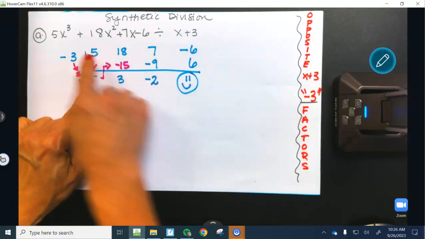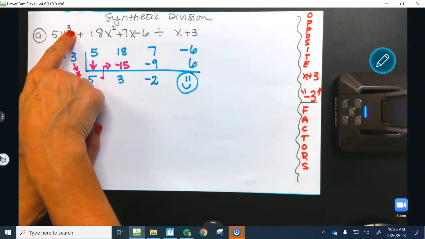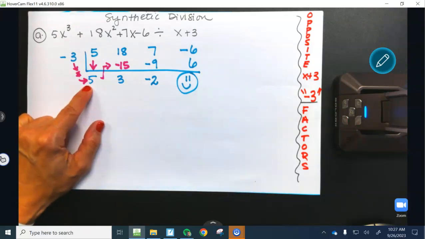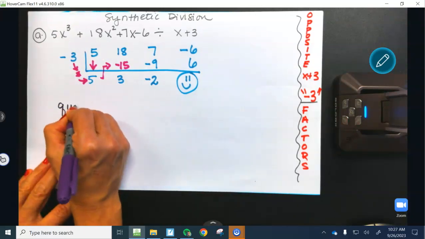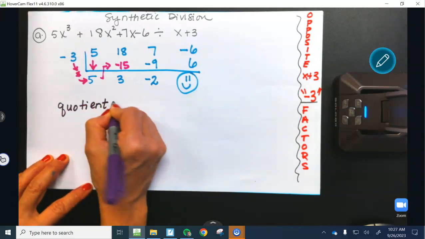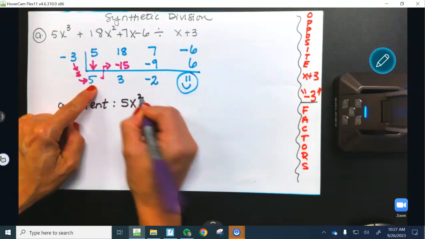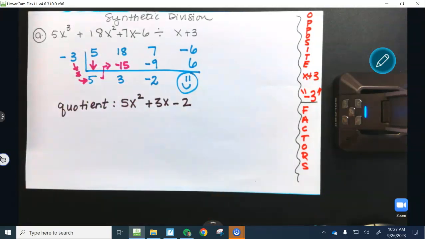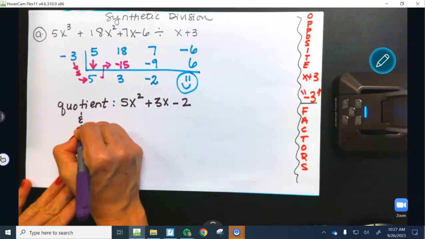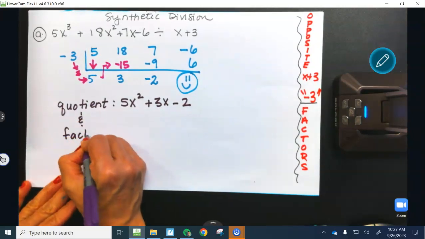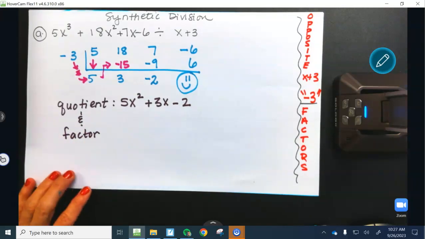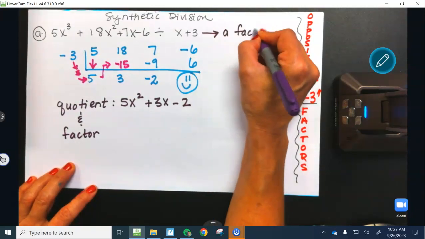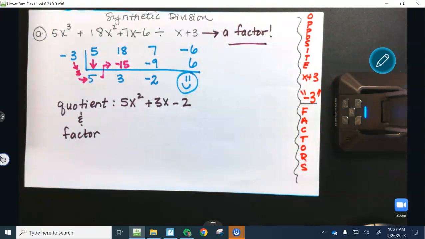All right, here's how you write the answer. Remember, this started with an exponent of 3. Y'all, these are the coefficients, but it's going to start with an exponent of 2. So the quotient is going to be 5x squared plus 3x minus 2. Yay, yay, yay. No remainder. I can also call this quotient a factor. Yay for us. I can also call x plus 3 a factor. Yay for us. Because that's what we care about.